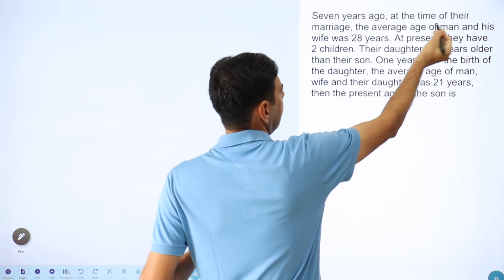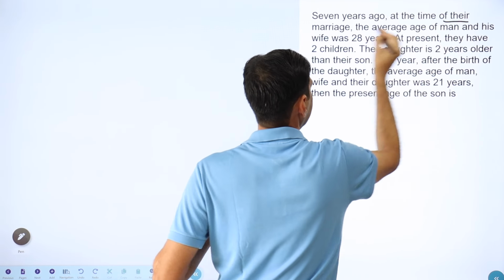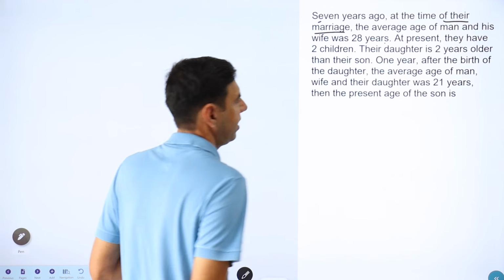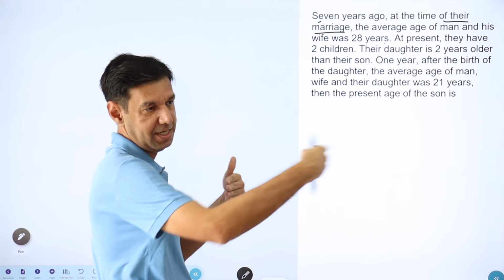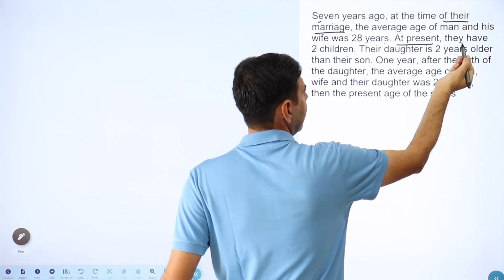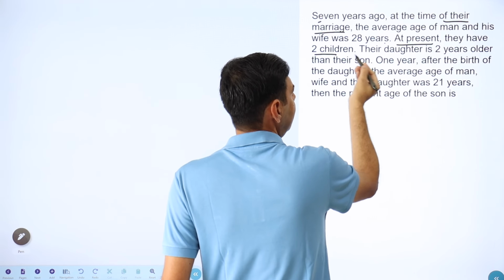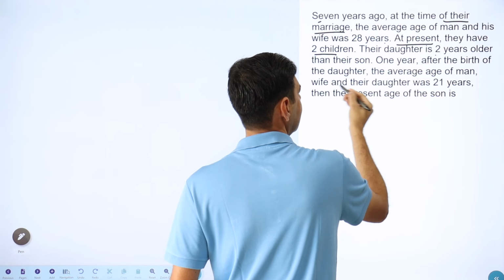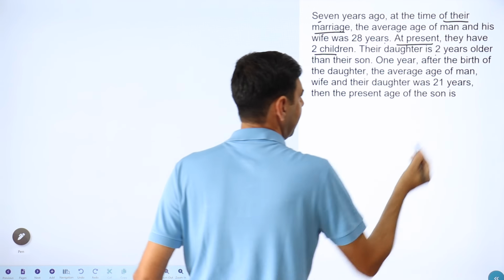So 7 years ago at the time of marriage, okay, so there's a marriage, then 7 years back, the average age was 28. So it's about average age over a time frame. At present, they have 2 children. The daughter is 2 years older. 1 year after the birth of daughter, the average of man, wife and daughter was this. Find the present age of the son.